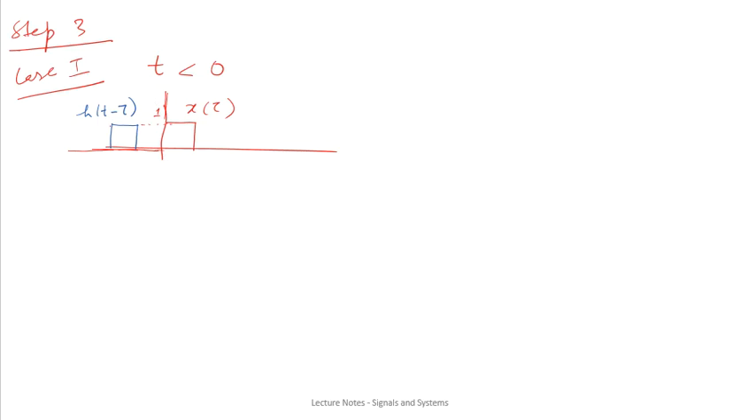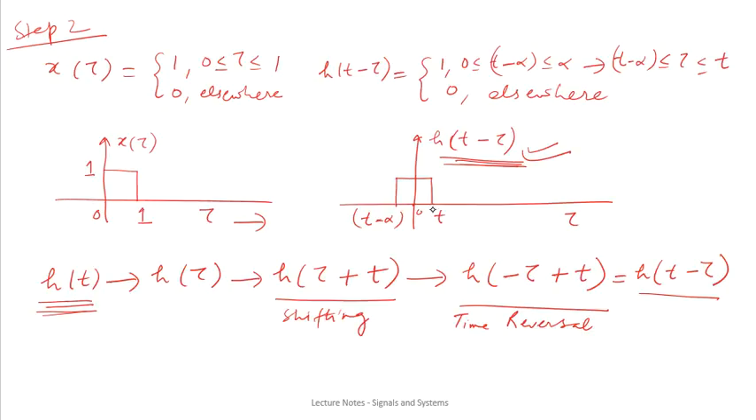This means obviously this will be 0 and 1, and this point will be t, and this point will be t minus alpha. Okay, so just in the waveform of this h(t minus tau), you can visualize that if this point t is less than 0, that means this h(t minus tau) waveform will be towards the left hand side of this.